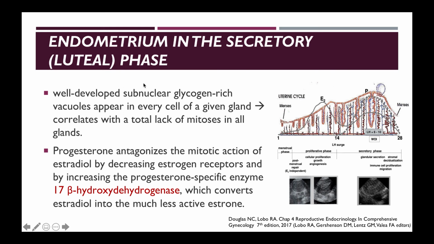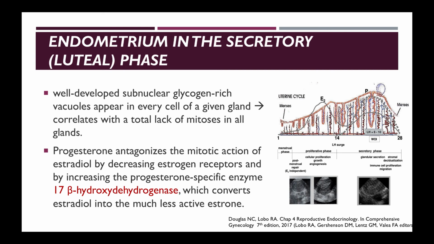Now, what happens in the endometrium during the second half of the menstrual cycle, or what we call the secretory phase? Well-developed subnuclear glycogen-rich vacuoles appear in every cell of a given gland, and this correlates with the total lack of mitosis in all glands. Progesterone antagonizes the mitotic action of estradiol by decreasing estrogen receptors and by increasing progesterone-specific enzyme 17-beta hydroxysteroid dehydrogenase, which converts estradiol into the much less active estrone.